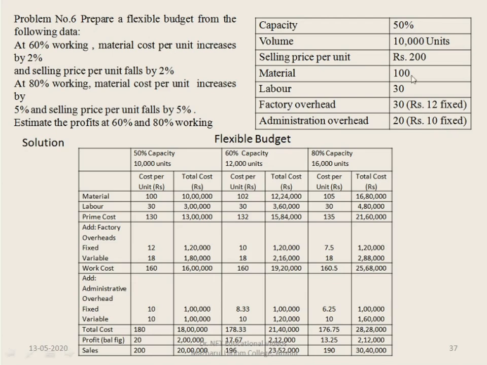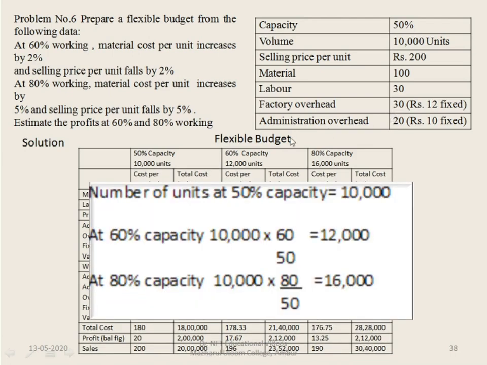So the first step is 50% capacity, 10,000 units is given. Now we'll find out for 60% capacity. 10,000 into 60 by 50, that is 12,000. At 80% capacity, it's 10,000 into 80 by 50, it's 16,000. So we have to find out for 10,000, 12,000 and 16,000 capacity.